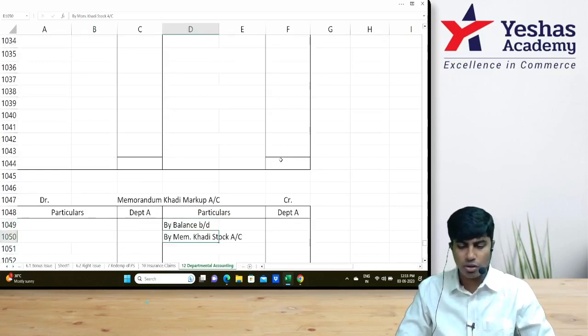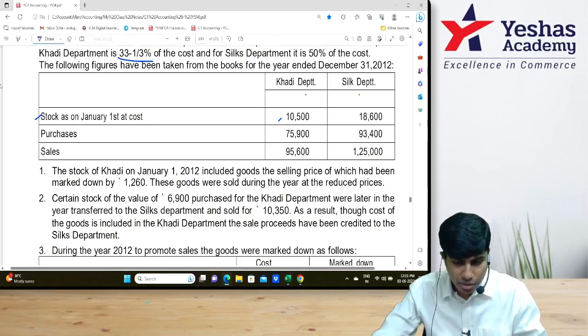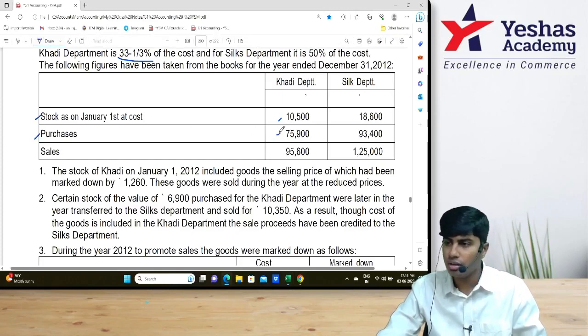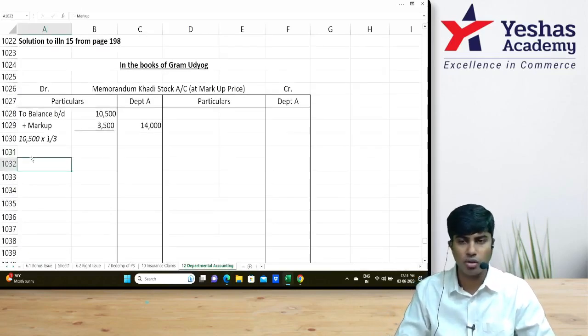Okay. So then right here, by balance brought down. How much will be by balance brought down? 3,500. Understood this? What's after that? Purchases. How much is purchases? 75,900. Let me write it in our memorandum khadi stock account debit side.